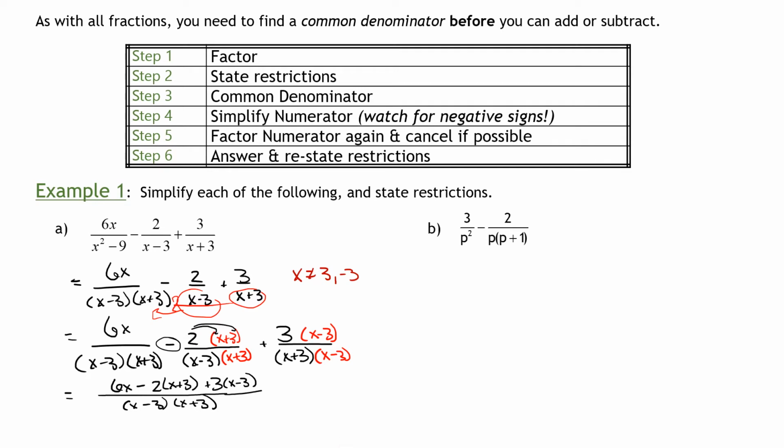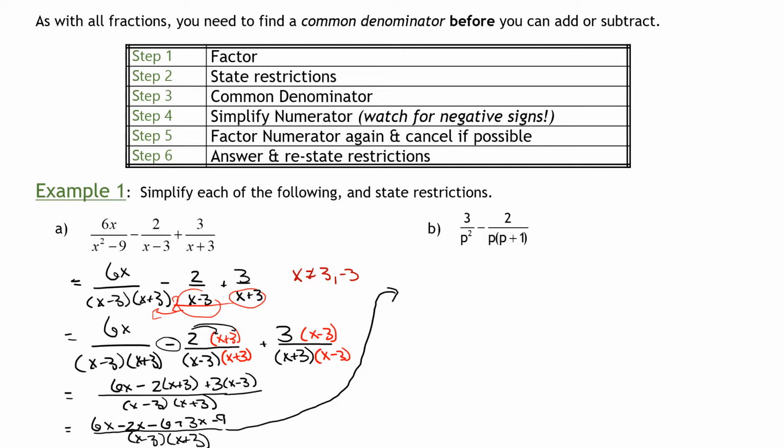So now, I think I'm going to run out of room. My numerator is 6 minus 2x minus 6 plus 3x. And then 3 times negative 3 is minus 9. And that's all over my denominator of x minus 3, x plus 3. So when we run out of room, we use an arrow to show where you're going with it, and I'll have to erase this in a minute because I'm going to run out of room, but I'm going to move it all up here.